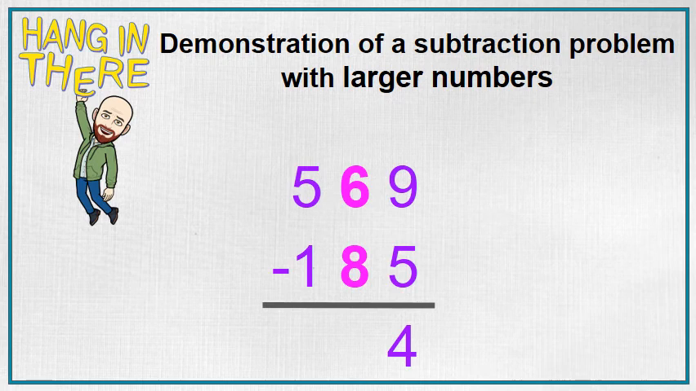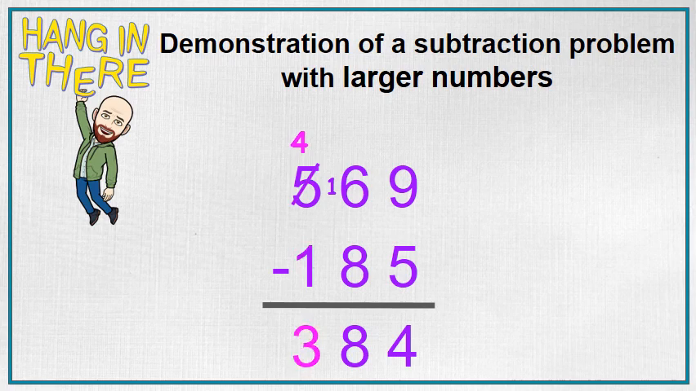I'm going to continue moving left and go over to my hundreds column and break up the 5 in the minuend. So that 5 is going to become 4 and 1, and I'm going to take the 1 back over to the tens to make 16. I'm now going to do 16 take away 8, which is 8. Remember, I can't use that 5 anymore because I've traded some of it away. I'm going to do 4 take away 1, which is 3. So my answer to 569 take away 185 is 384.